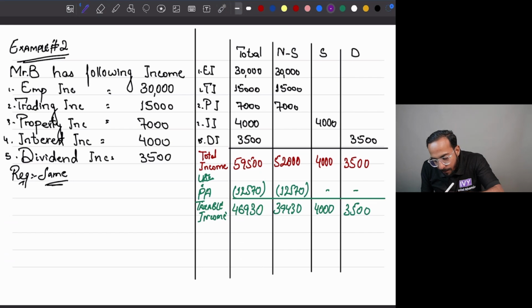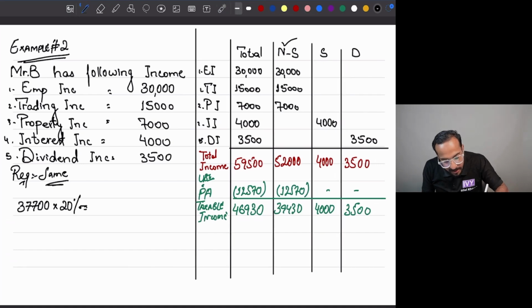Now I'm going to apply the tax on the non-saving income first, right? The first band will be utilized for the non-saving income, that is 37,700 at 20%. It means I have used the first band. The first band has been finished, but you still have some amount of non-saving income left which is untaxed.